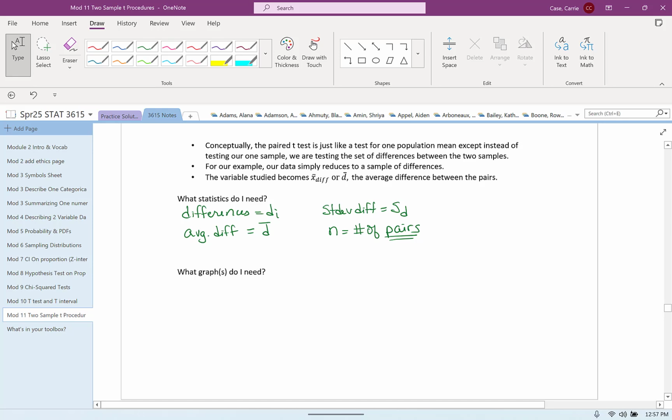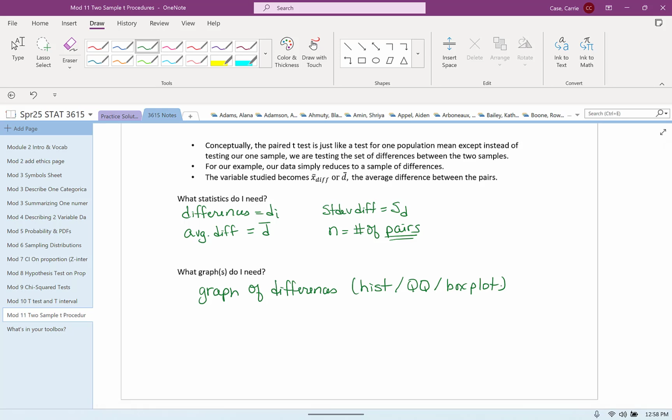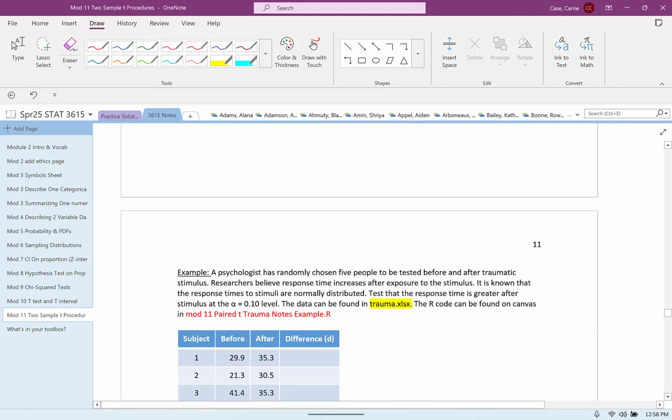And then what graphs will I need? I'll need a graph of the differences, which is a histogram, a QQ plot, or a box plot of the differences. And so we have numerical data here. It's paired numerical data. Let's look at an example.